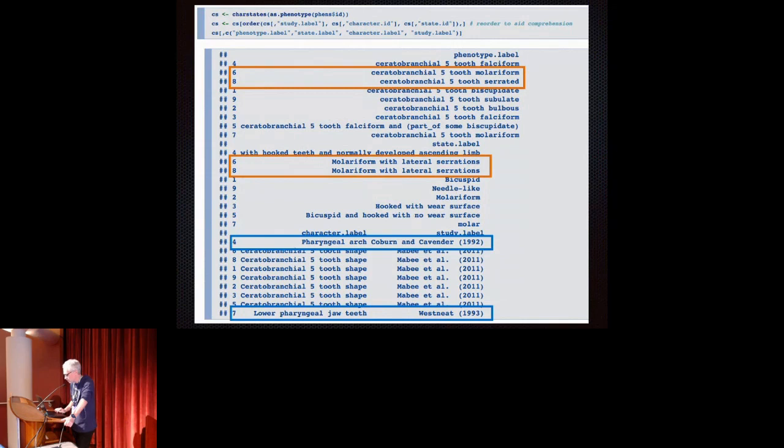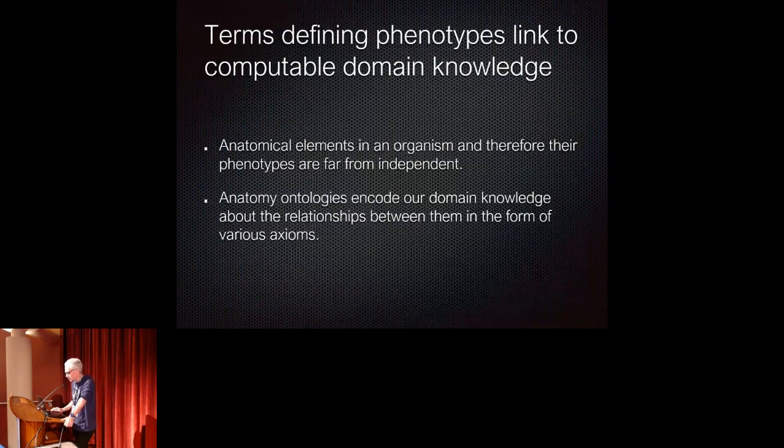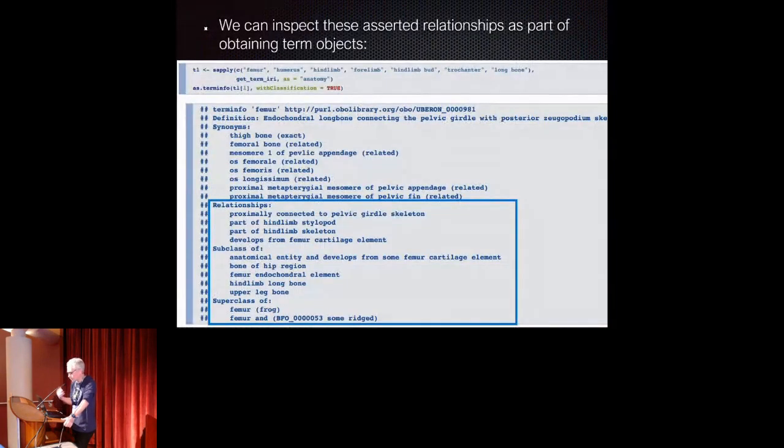And also that one of the states here has links to two phenotypes, right? Because it really combines in its natural language description two actual qualities. And so these terms that define the phenotypes link to computable domain knowledge, and we can then leverage this domain knowledge formalized in anatomy ontologies using these relationships, right?